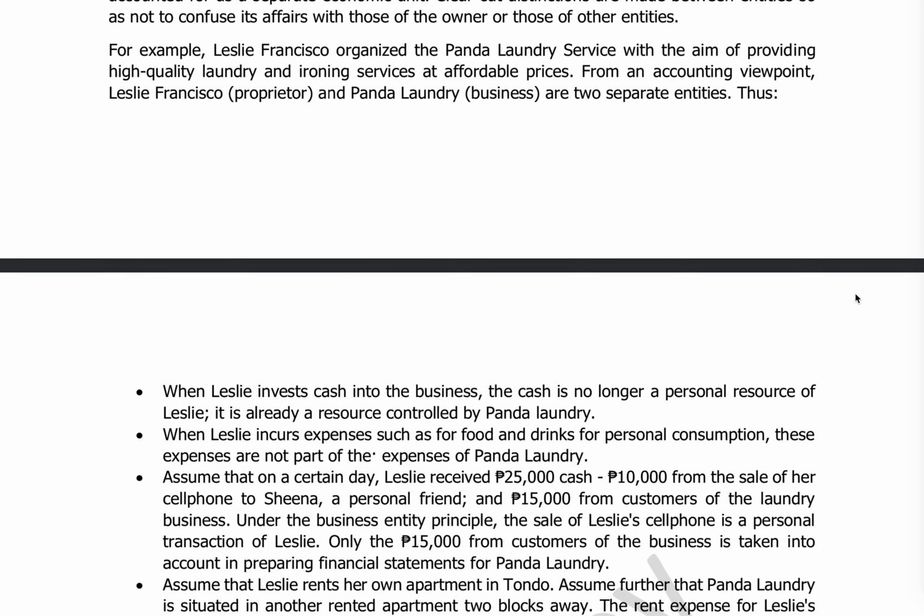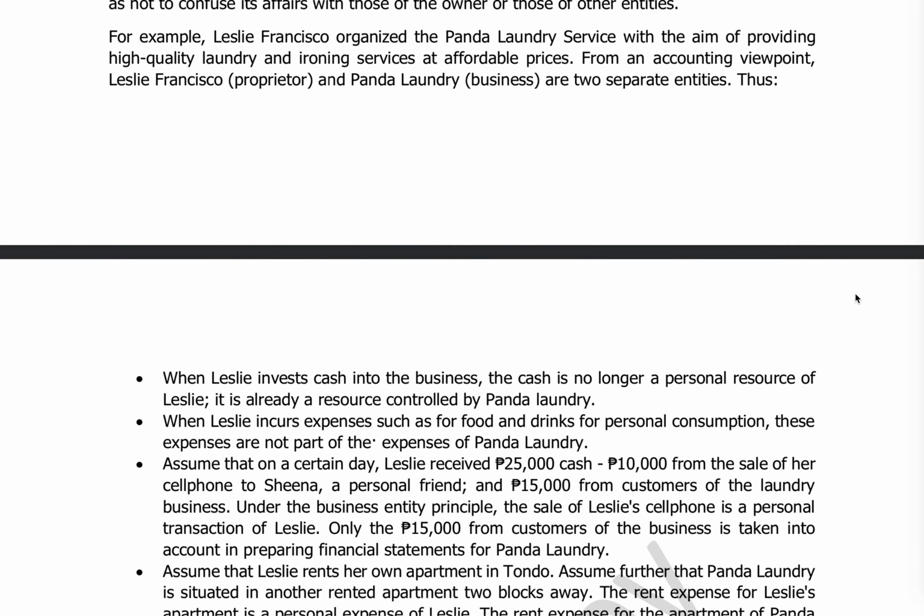O, example daw. Leslie Franco organized a Panda Laundry. Organize na siya, gumawa na siya ng laundry shop niya. So, si Leslie, na proprietor, magkaiba doon sa business niya mismo. Okay? So, separate entities yan. Iba naman yung sinasabi natin kanina na walang separate juridical personality. Iba naman yun, in terms of liability. Na kapag may utang si business, na ubos na yung assets ni business, dapat bayaran ni owner. Iba din yun. Iba naman itong sinasabi na separate entities.